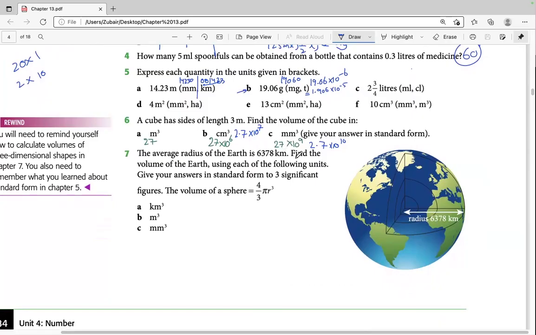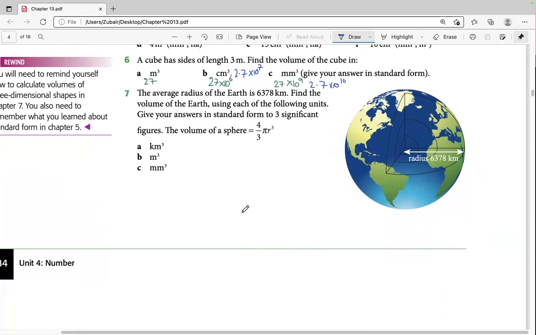The average radius of Earth is this. Find the volume of Earth using the numbers. So it is again the same conversion. We just plug in the radius and then we convert it into kilometers, meters, and millimeters.